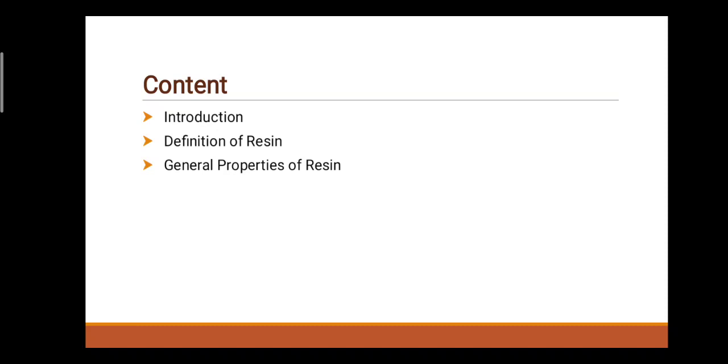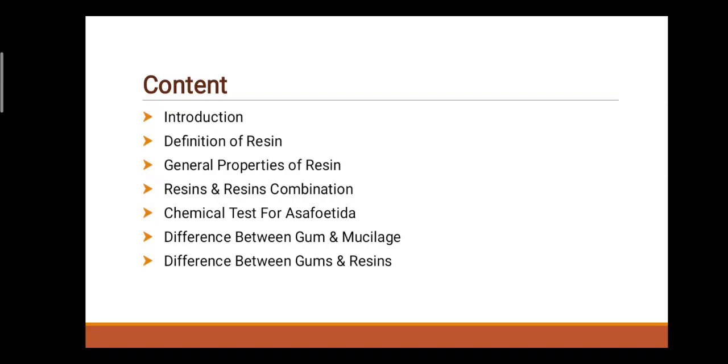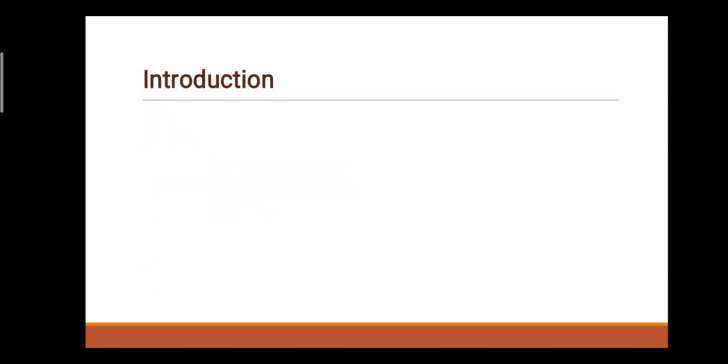Content of presentation: Introduction, Definition of resin, General properties of resin, Resins and resins combination, Chemical test for asafoetida, Difference between gum and mucilage, Difference between gums and resins, and the last point, isolation of resin. Firstly, we will discuss introduction.